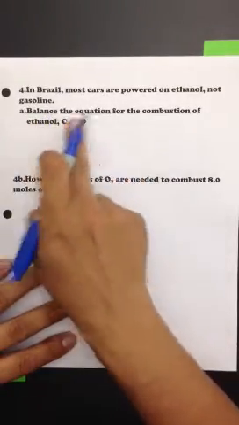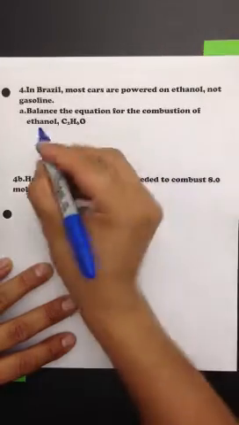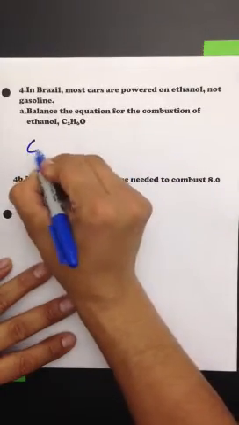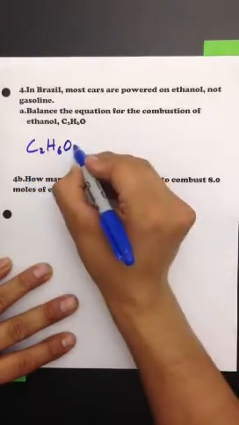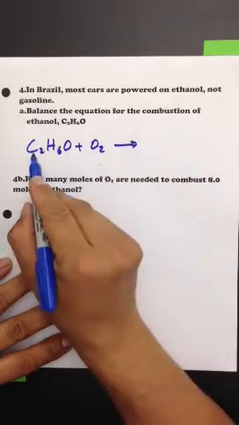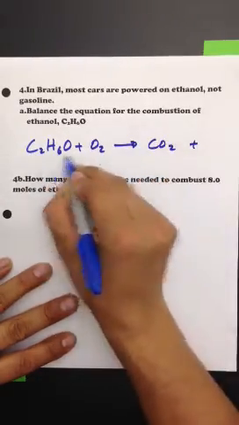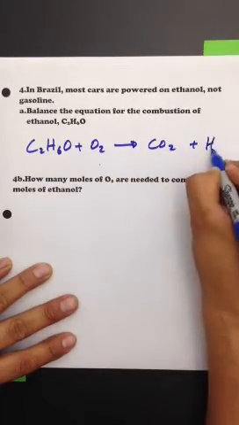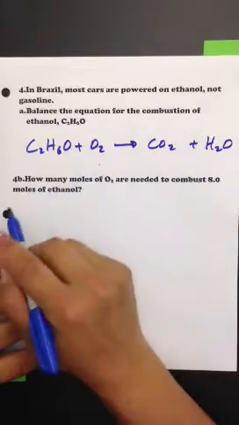So, balance the equation for the combustion of ethanol, C2H6O. There it is. So, start out with C2H6O. And combustion always is the adding of oxygen. And let's see what our products are. Carbon and oxygen make CO2. Hydrogen and oxygen make H2O. And nothing else. Good. So now let's balance this darn equation.